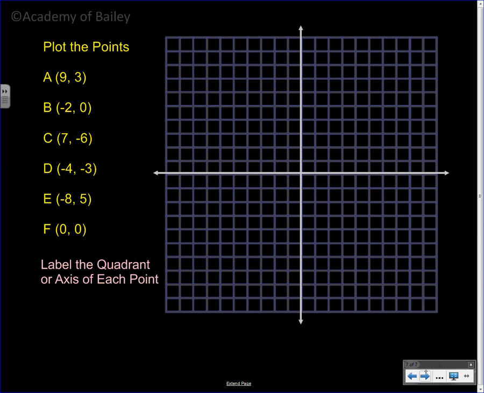I'd like you to try this one on your own. Plot the points. You may need to draw a little graph. Plot the points, and then label the quadrant or axis of each point. If a point is here, you don't want to say it's in quadrant 2 or it's in quadrant 3. You just want to say it's on the x-axis. And if a point was here, you would say that it's on the origin. So keep that in mind. Pause the video when you're finished, hit play, and then check it to make sure it matches with mine.